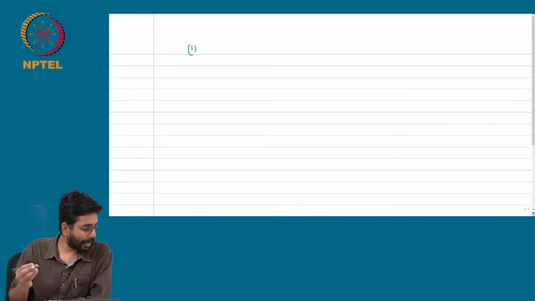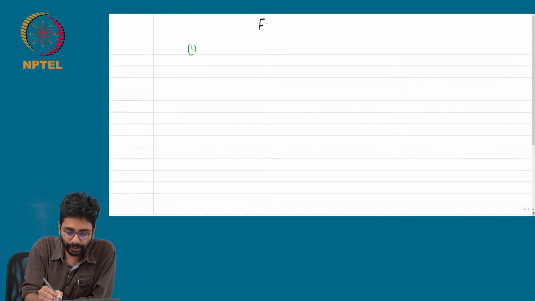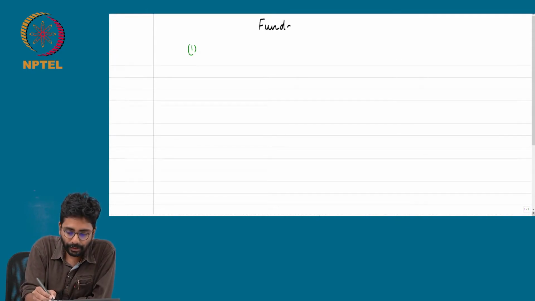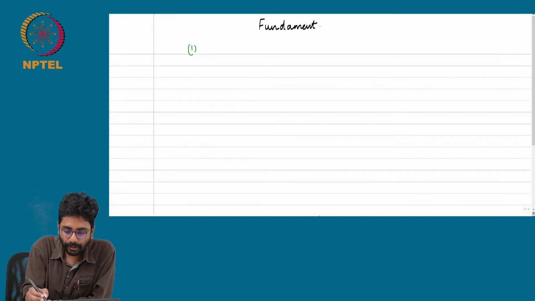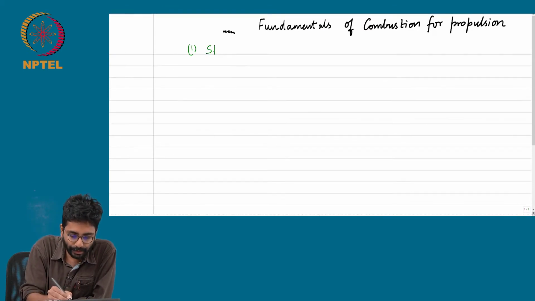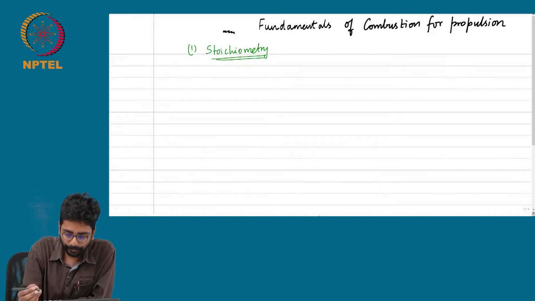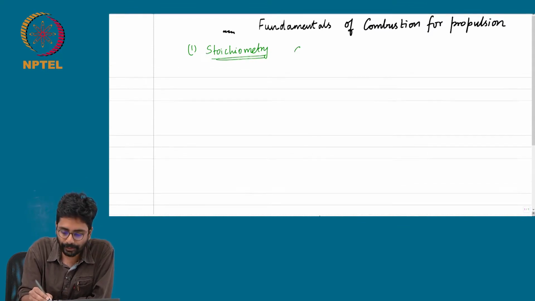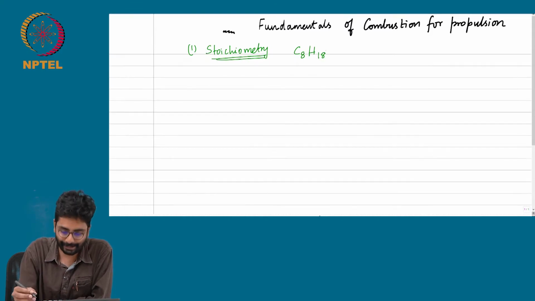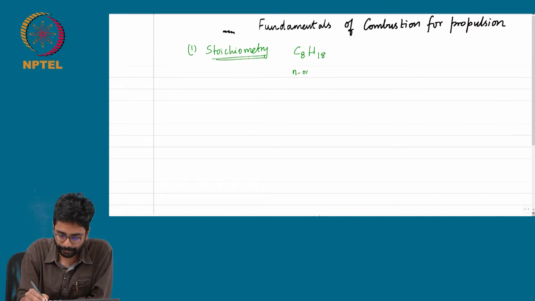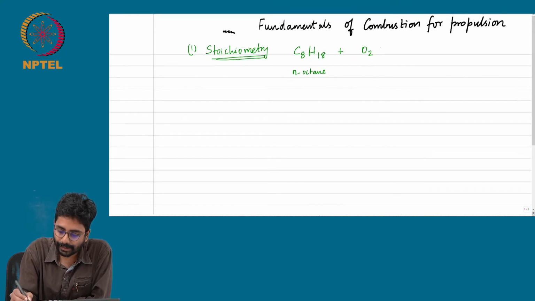Okay, let's start with the idea of stoichiometry. Let's take, for simplicity, the fuel as normal octane and the oxidizer as air.